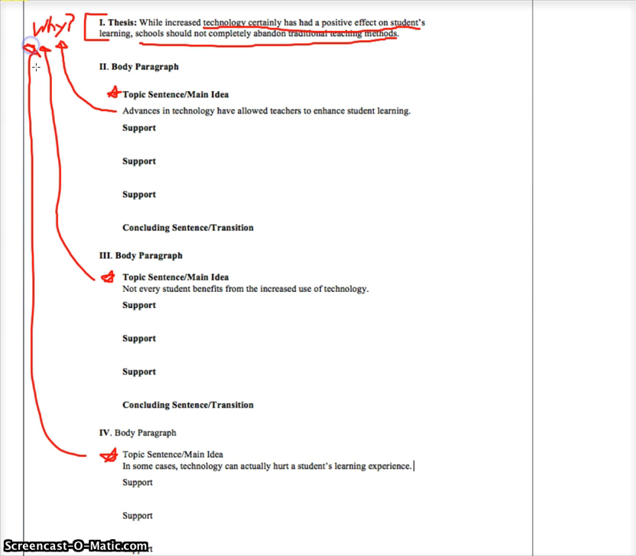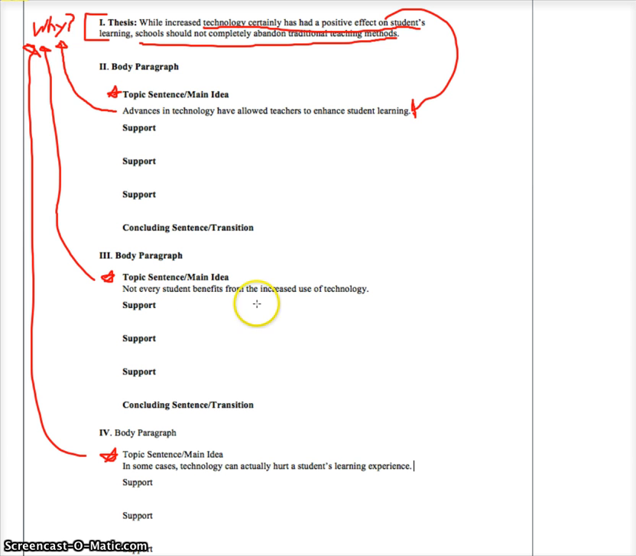So let's look at the topic sentences that I have in here now. Advances in technology have allowed teachers to enhance student learning. Does that answer the question of why anywhere in here? It does, right? The first part is I'm saying that it's had a positive effect on students' learning. So this paragraph here is going to sort of prove this part of my thesis. I'm going to talk about how, yes, technology isn't necessarily a bad thing.